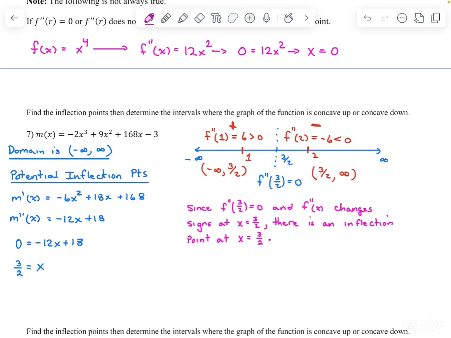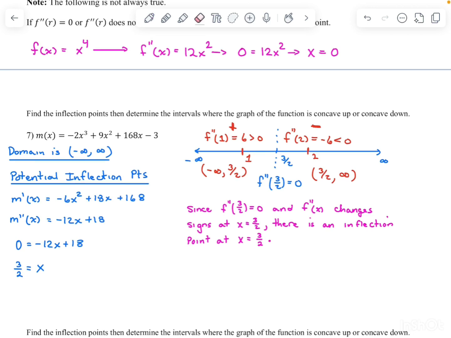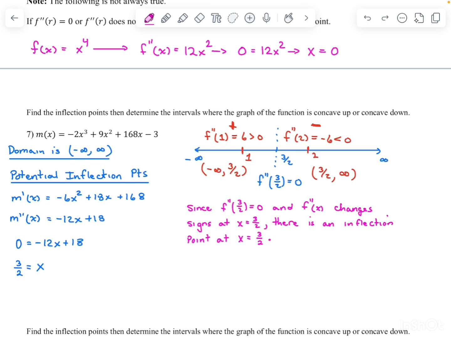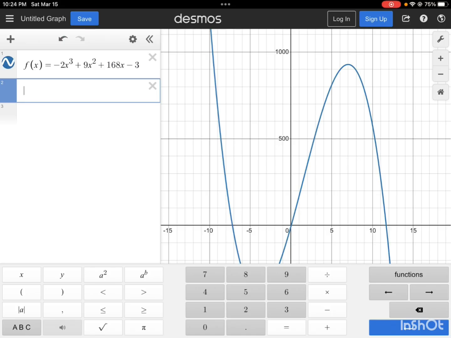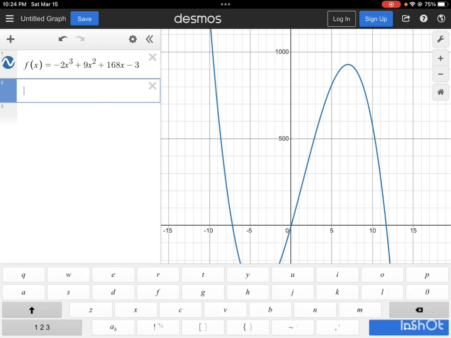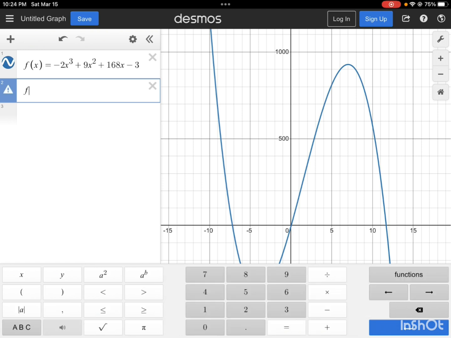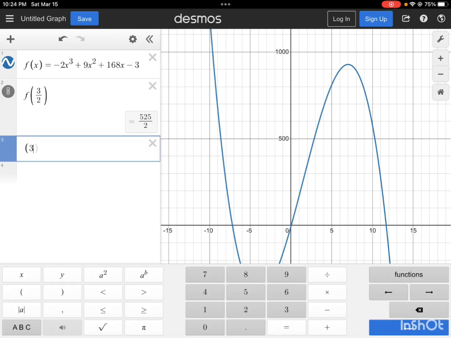So we can conclude, since the second derivative at x is equal to 3 halves is equal to 0, and the second derivative changes signs at x is equal to 3 halves, there is an inflection point at x is equal to 3 halves. Now all we need to do is find the inflection point. To do that, we're going to substitute 3 halves back into the original function, and I'm going to do that in Desmos. So I've already gone ahead and entered the function into Desmos. Now I'm going to evaluate the function when x is equal to 3 halves. So there's an inflection point at 3 halves, comma, 525 halves.